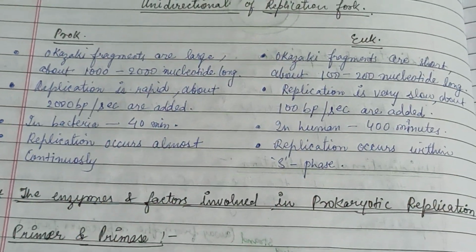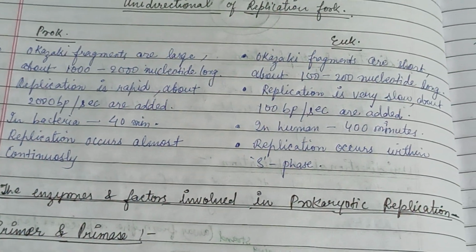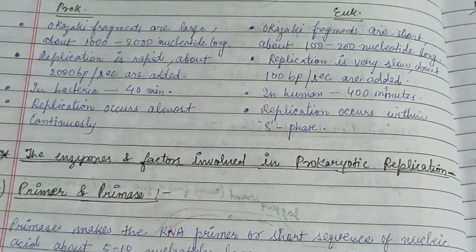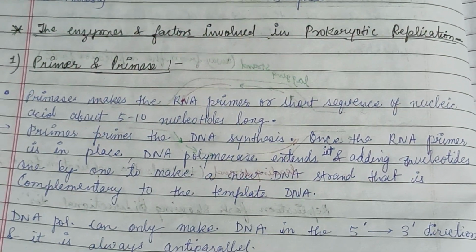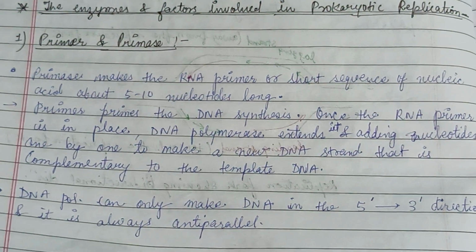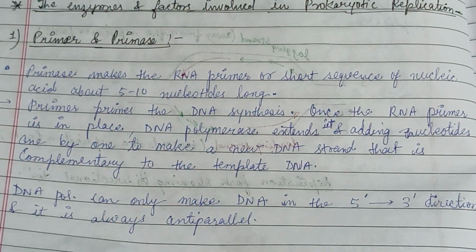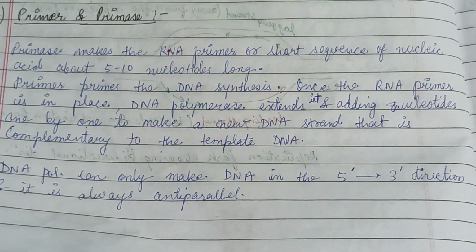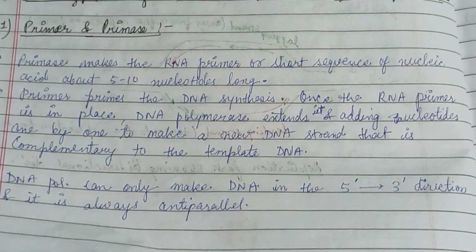The difference between prokaryotic and eukaryotic fragments is that the Okazaki fragments are large in prokaryotes, whereas they are short in eukaryotes, and there are some other differences here. The enzymes and factors involved in prokaryotic replication include the primer, which is very important as it starts the replication, and primase, which is the enzyme. DNA polymerase can only make DNA in the 5' to 3' direction, and it is always antiparallel.